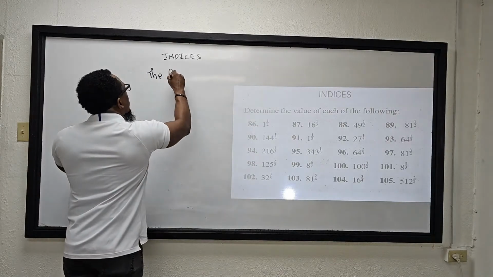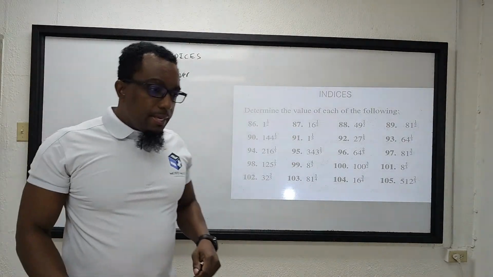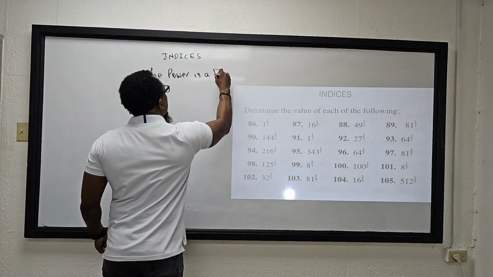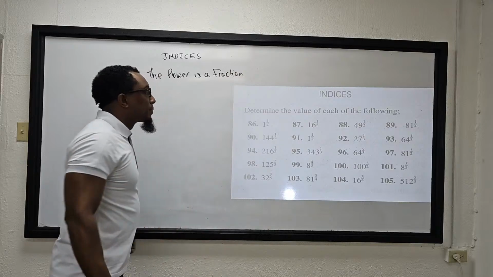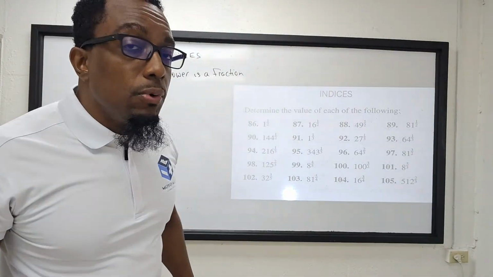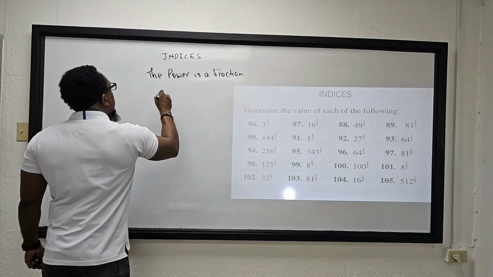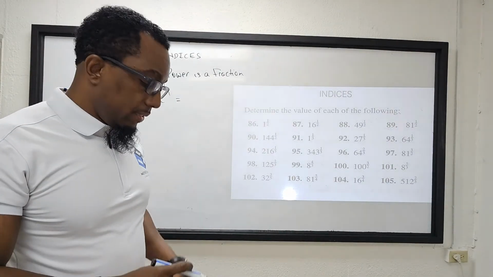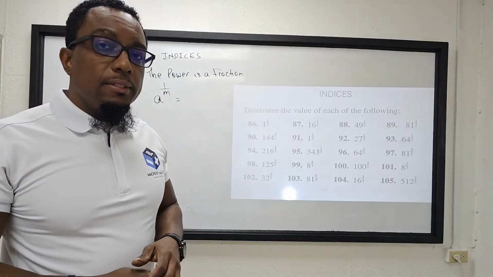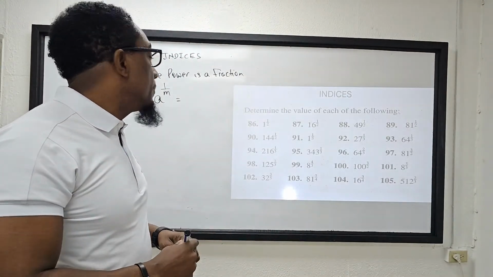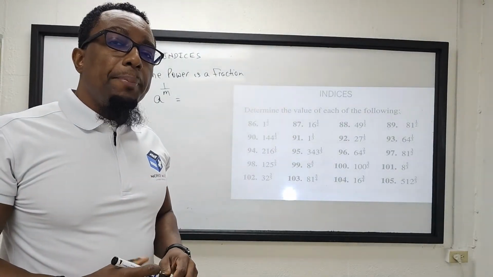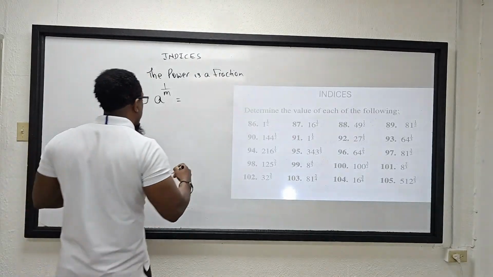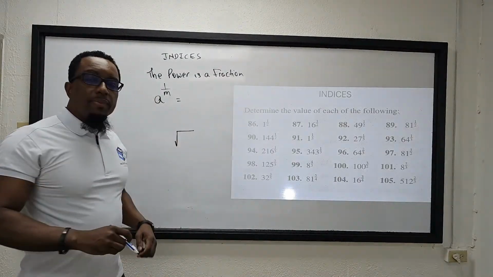So the power is a fraction. Good? So the power is a fraction. What is the rule? If I have a to the power of 1 all over m, but this is important to note. When the power is a fraction, note that power, what normally happens, the root symbol will come into play. This is your root symbol. Alright?